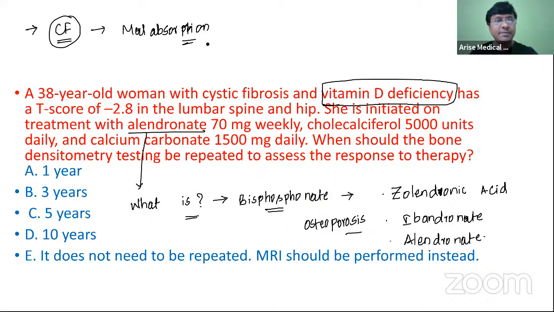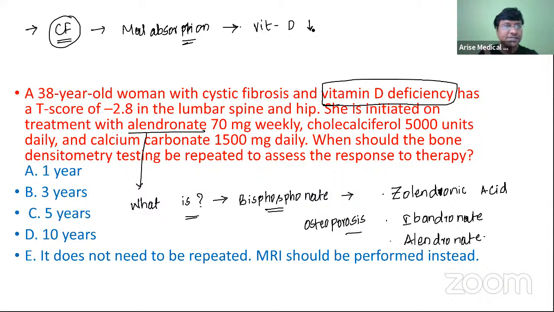Okay, because of the malabsorption, that means there is reduced vitamin D absorption across the intestine, and because of this malabsorption they will have vitamin D deficiency, right? So that's a very, very important point. Now we are very much clear about the question.